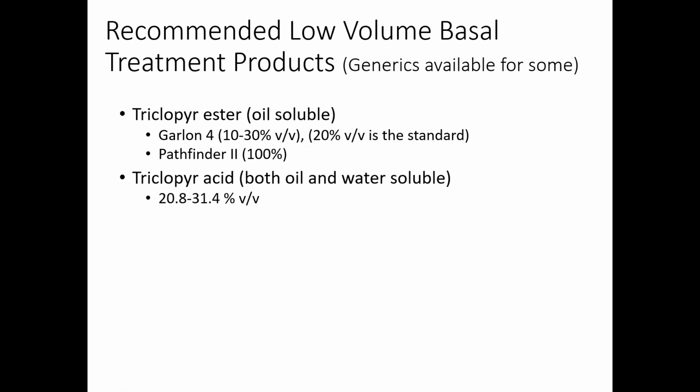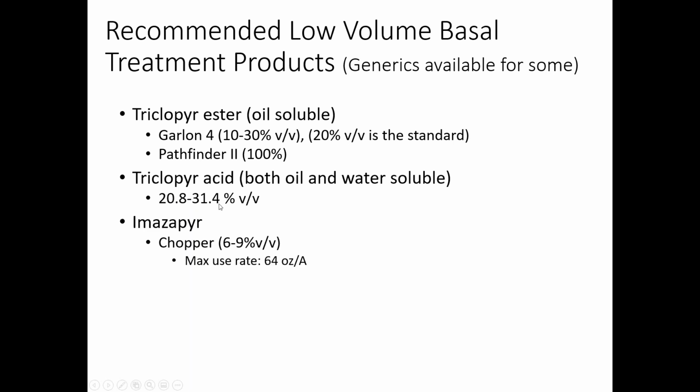It's both oil and water soluble. And the label will tell you to be at 20.8 to 31.4% volume to volume, which is kind of some odd numbers there. But the bottom line is this is a 2.8 pound per gallon formulation, whereas the Garlon triclopyr ester is a 4 pound per gallon. And so this product is actually a pretty darn hot version of triclopyr in terms of basal bark work. And a lot of folks will actually cut that down to 10% when they're using the acid formulation.